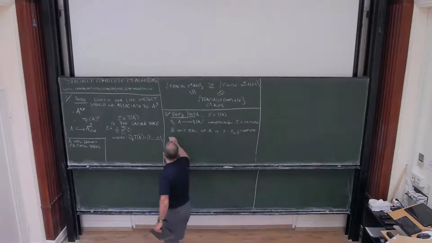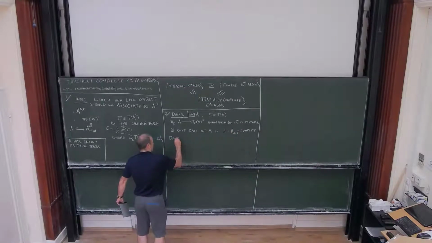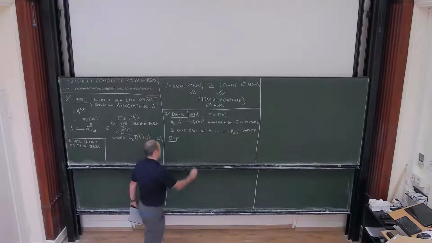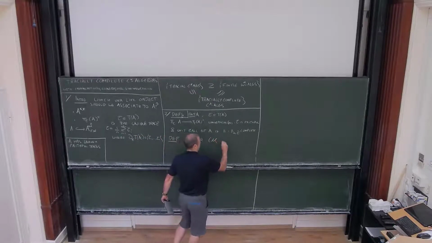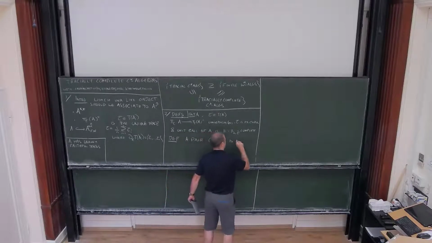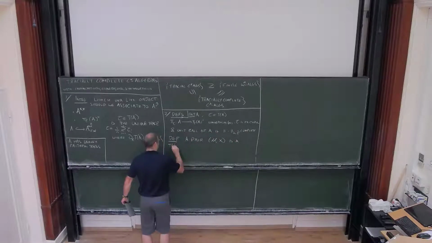So now comes the definition. The pair (M, X) is a tracially complete C-star algebra.